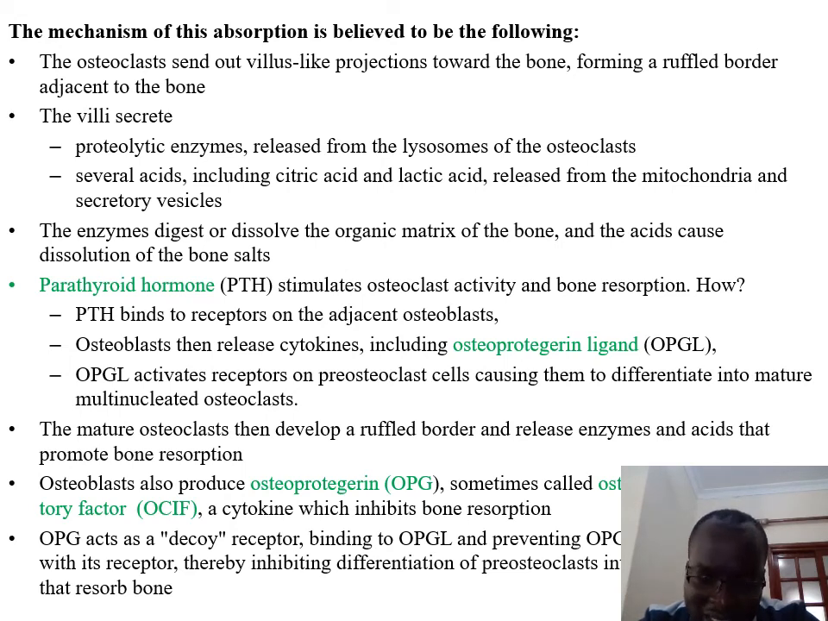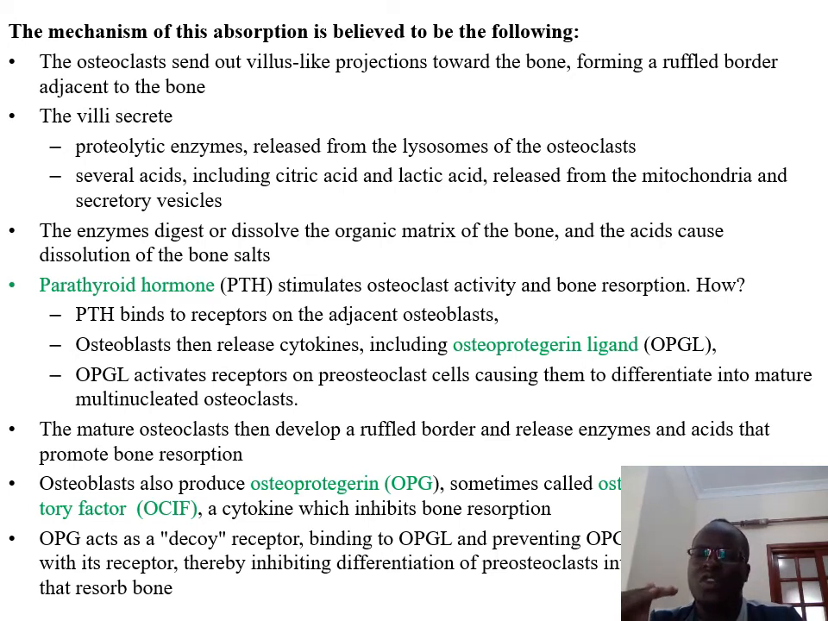So the same osteoblasts that can activate the pre-osteoclast to mature osteoclast, which then start digesting the bone under the influence of osteoprotegerin ligand, can also produce the osteoprotegerin. This is different from the ligand. It's inhibitory, so it's going to inhibit the activity of osteoclasts to minimize bone digestion. So it is also referred to as osteoclastogenesis inhibitory factor, a cytokine which inhibits bone resorption. The osteoprotegerin acts as a decoy receptor, binding to osteoprotegerin ligand and preventing it from interacting with the receptor, thereby inhibiting differentiation of pre-osteoclast into mature osteoclast that resorb the bone. So there is control here.